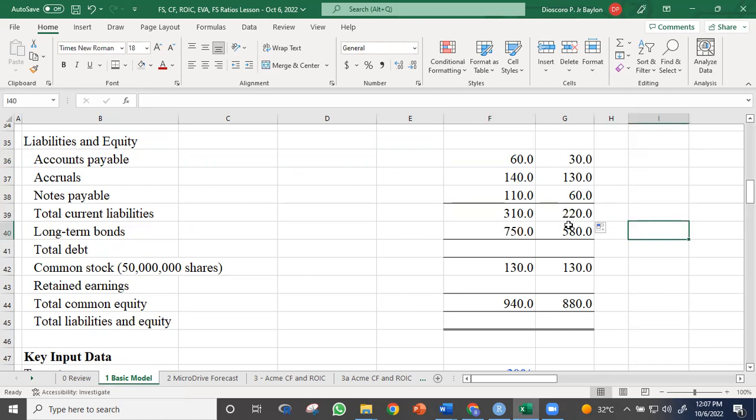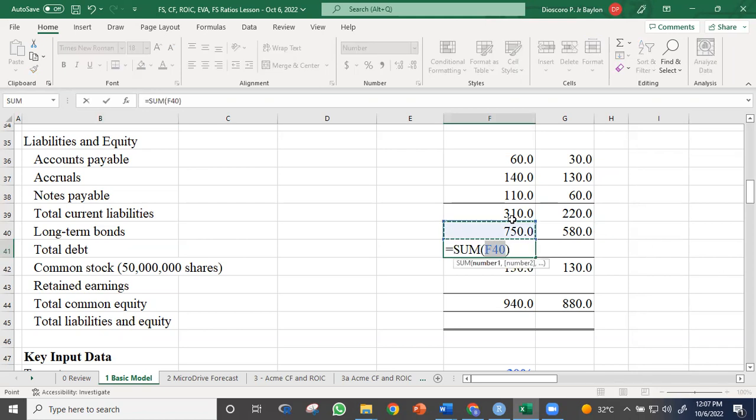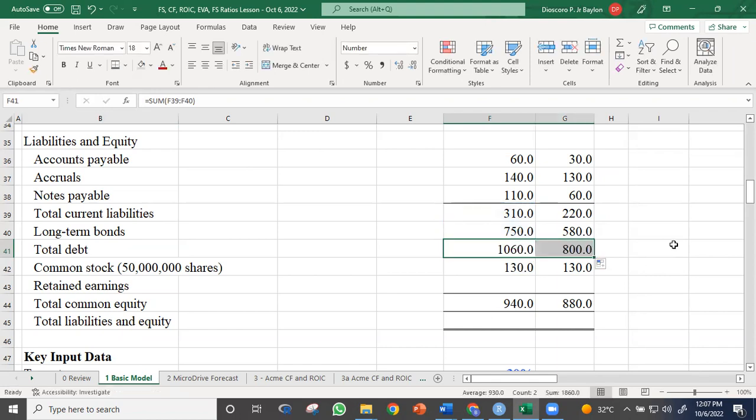And then we have long-term liability also, long-term bonds, if you recall from our discussion of the capital markets or debt market. Long-term bonds, 755.80. Therefore, our total debt is Alt+= again. So I just highlight both. Okay, so we have now our total debt.